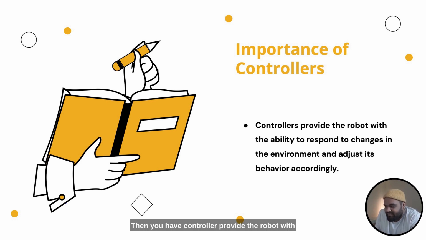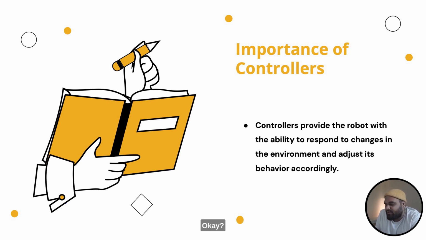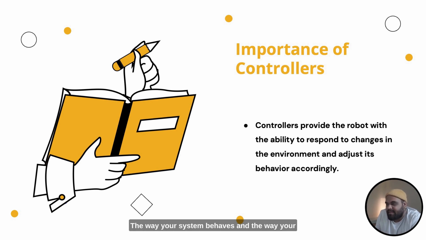Then you have controllers that provide the robot with the ability to respond to changes in the environment and adjust its behavior accordingly. System adjustment is such an important thing in robotics. The way your system behaves and works is going to allow your robot to understand and move according to what you want. If you don't have the controller which can do this, that's a very limiting task, because if you cannot adjust to the environment, your robot is going to work properly only in one environment, and otherwise it's just going to fail and fail all the time, and that's something you don't want in your robot.